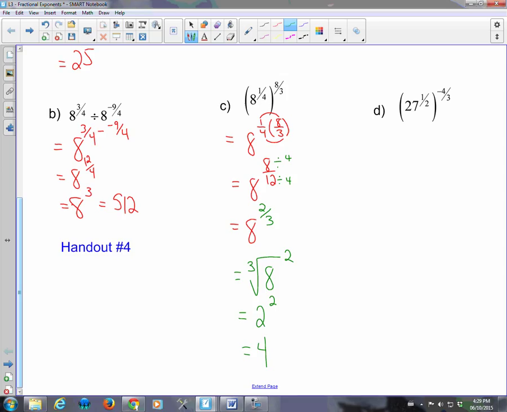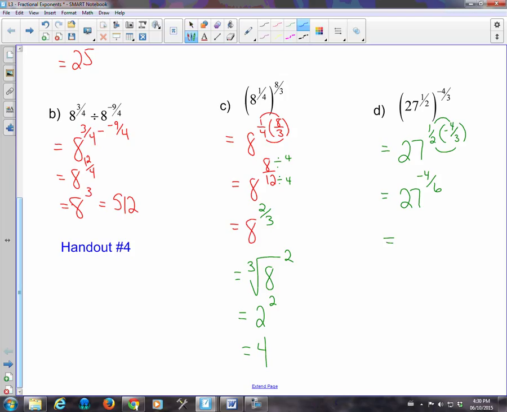So D is the same idea. One base, 2 exponents. We're going to do the power rule. We're going to multiply a half times negative 4 over 3. So we multiply the numerators together and the denominators together. Keep my base. So 1 times negative 4 is negative 4, and 2 times 3 is 6. Just like the last one, I want to reduce my fraction. I know both of those are even numbers, so they're both going to divide by 2.